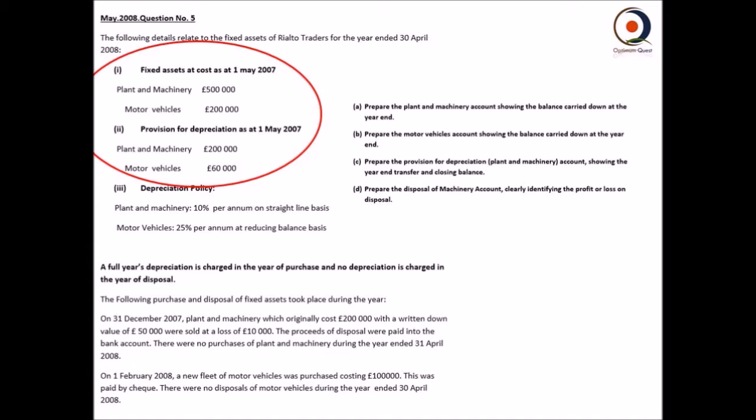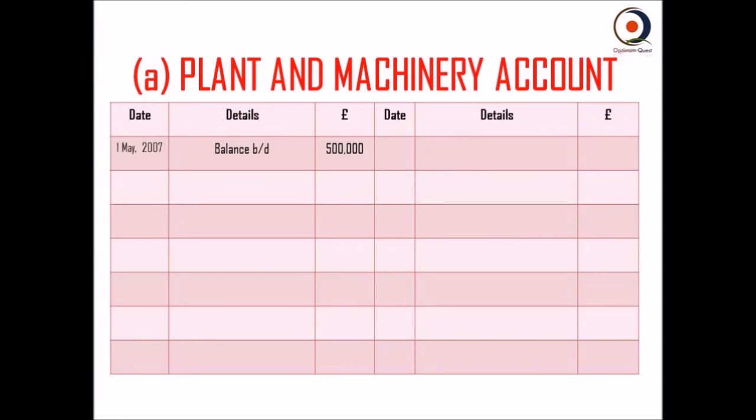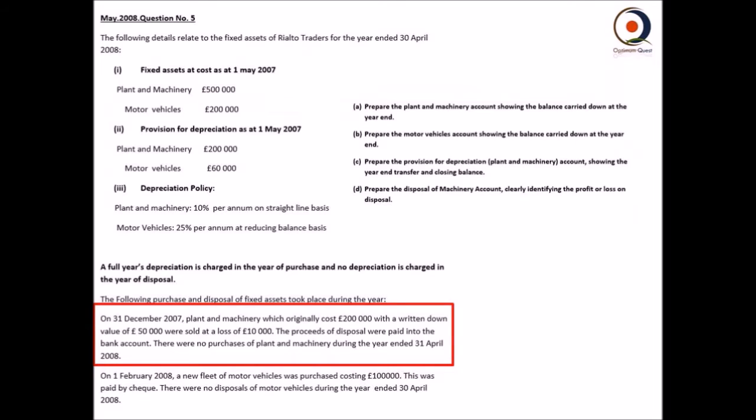Since we are preparing the plant and machinery account, which is a fixed asset, we will look for the balance under the fixed assets at cost as at 1 May 2007 heading. This balance of £500,000 of plant and machinery is the balance we have at 1 May 2007, which will be posted as balance BD on the debit side of the plant and machinery account. And now we are done with recording the first entry of this account, and we are supposed to look for any purchases or disposals that we have made in the current financial year. This first paragraph provides information regarding the plant and machinery account.